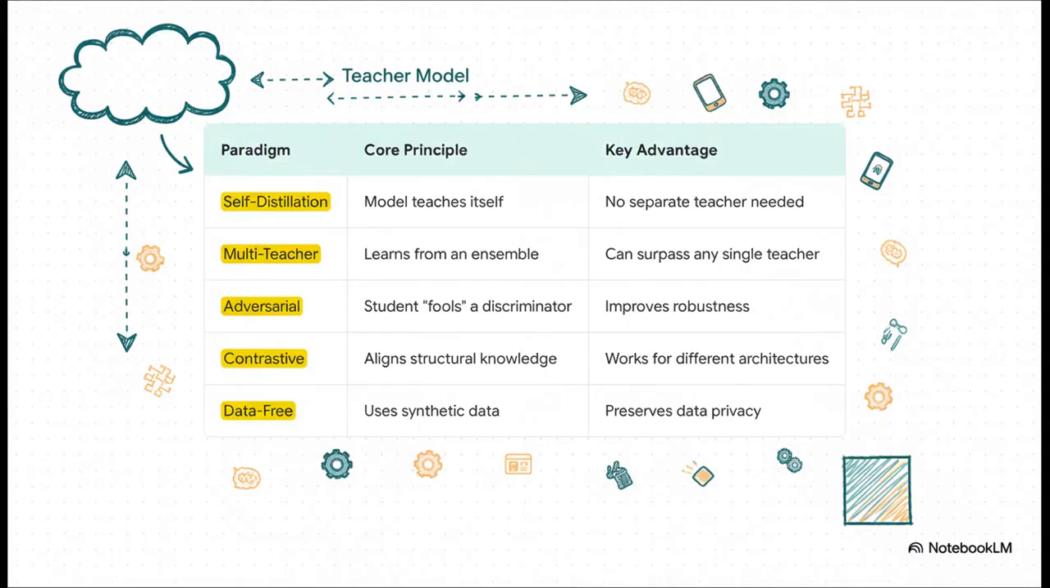This table gives us a great little summary. We've talked about self-distillation, where the model teaches itself, and multi-teacher, which learns from a group. We covered the adversarial methods that use that discriminator and the data-free methods that are huge for privacy. You can also see contrastive distillation here, which is another powerful technique that focuses on aligning the structure of knowledge between models. Each one of these offers a unique solution. It just shows how diverse this field has become.